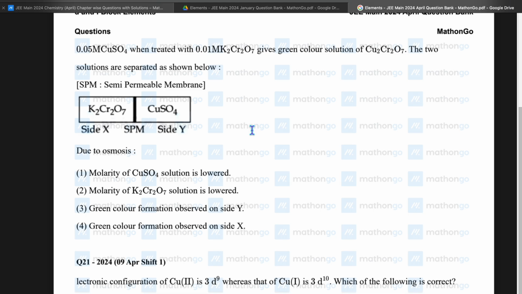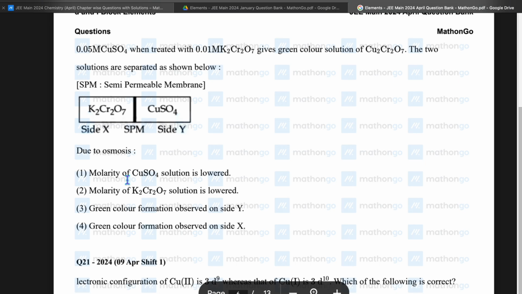Right. So check this question. This question is from solutions as well as from the D block elements. So what the question says, 0.05 molar copper sulfate solution which is present at side Y when treated with 0.01 molar K2Cr2O7 which is present on the side X gives green color solution forming this copper Cr2O7 when two solutions are separated by semi-permeable membrane, right? So due to osmosis, what happens here? You have to choose.